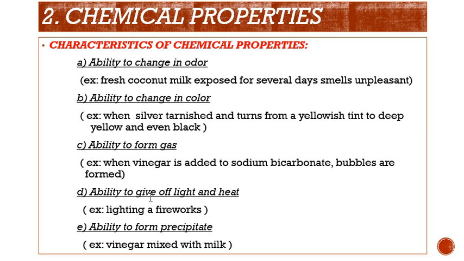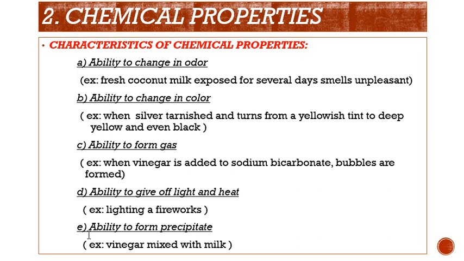Next, we have ability to give off light and heat. When light or heat is produced, that is a chemical property of matter. Example is lighting fireworks. For example, fireworks originally come as powder. Right? They are still powder. And then when you light the fireworks, after that it produces or gives off light and heat. So that is already a chemical property.